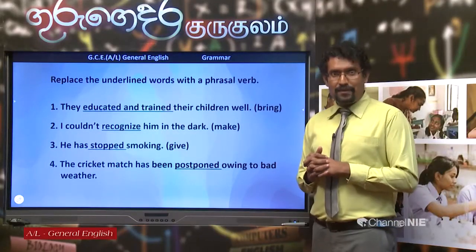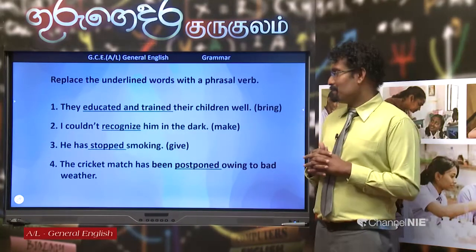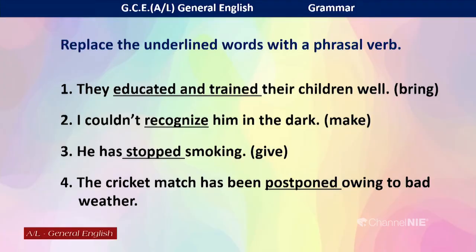So, there is another activity for you. Replace the underlined words with a phrasal verb. They educated and trained their children well. You have been given the verb bring. Second sentence, I couldn't recognize him in the dark. Make is the verb you have been given. He has stopped smoking. You have the verb give here. The cricket match has been postponed owing to bad weather. Now, you have to find suitable phrasal verbs using these given verbs for the underlined words or phrases.